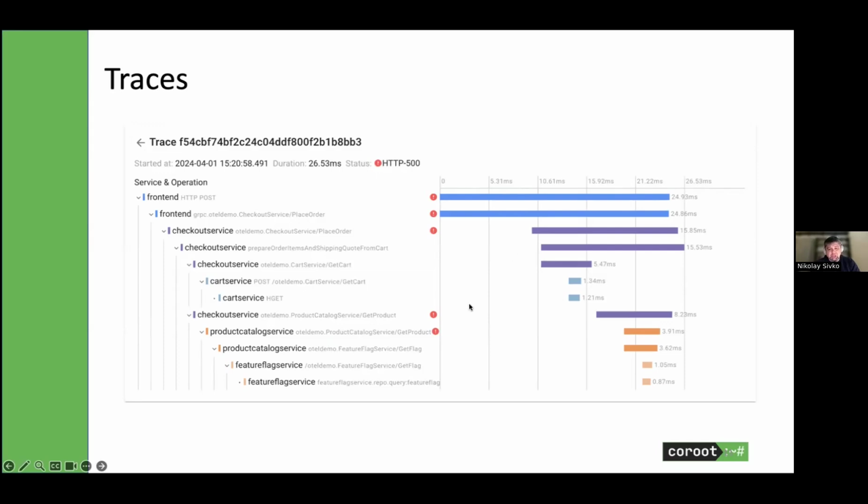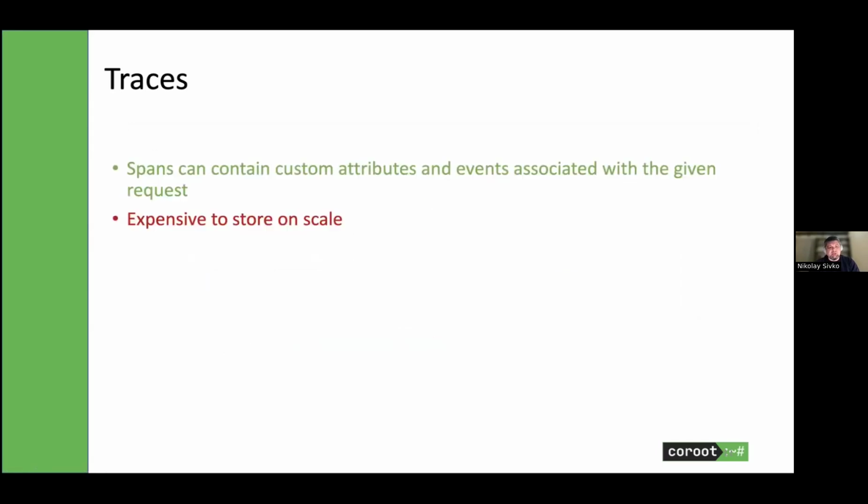We can see the name of each stage. For example, we can add a span for some function call, and it's pretty clear what happened with this particular request. We can also understand the status of each stage and so on.